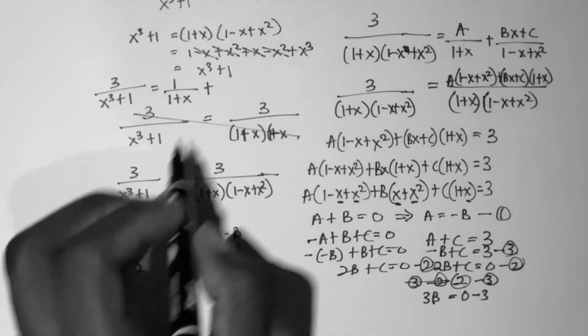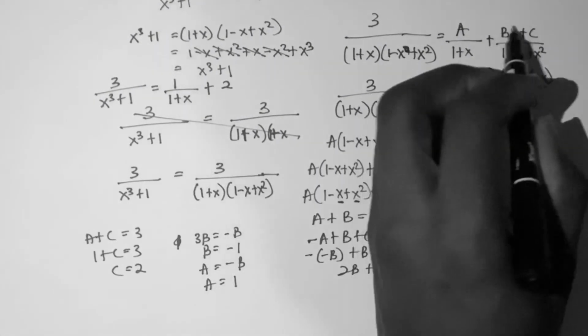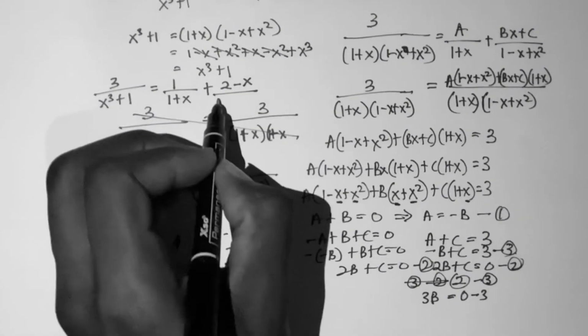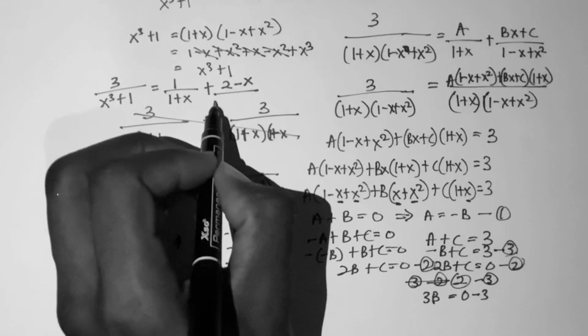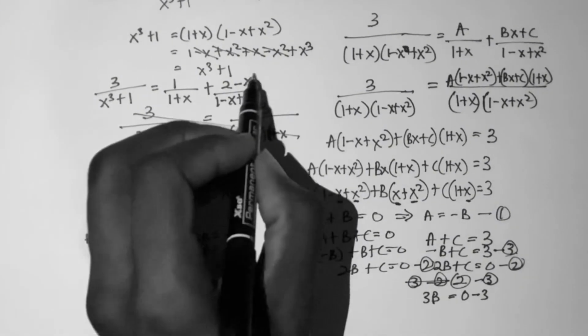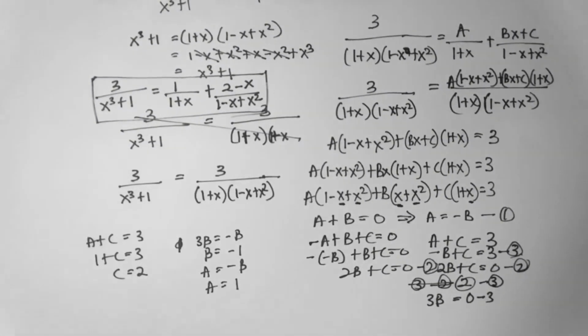So let me write C first. So C is 2, and then B is minus 1. So minus 1 times x is minus x. So minus x divided by 1 minus x plus x squared. So this is the correct answer for this question in partial fractions.